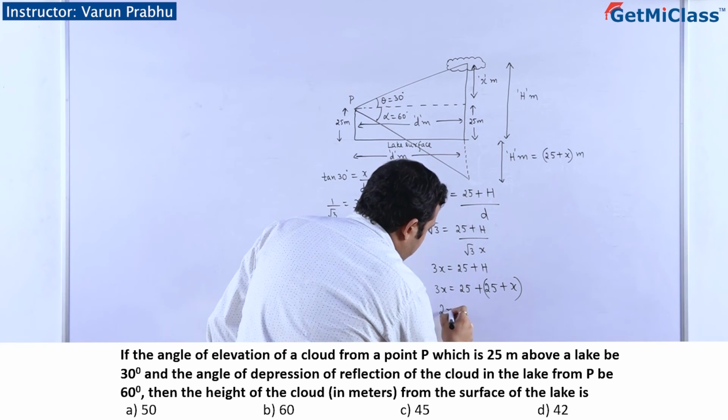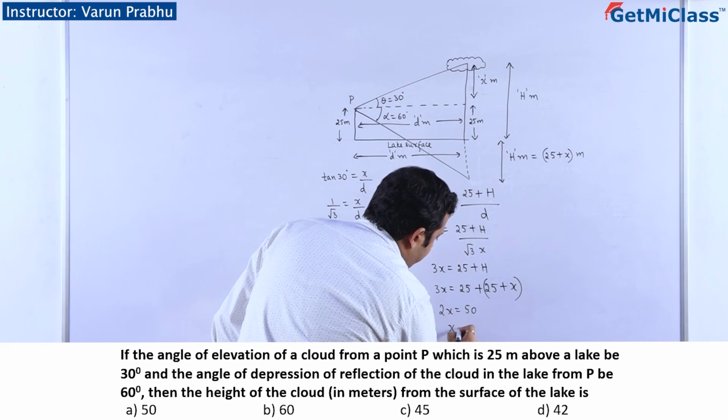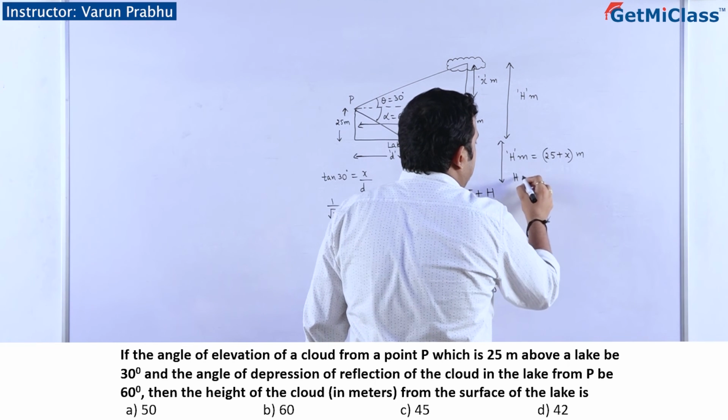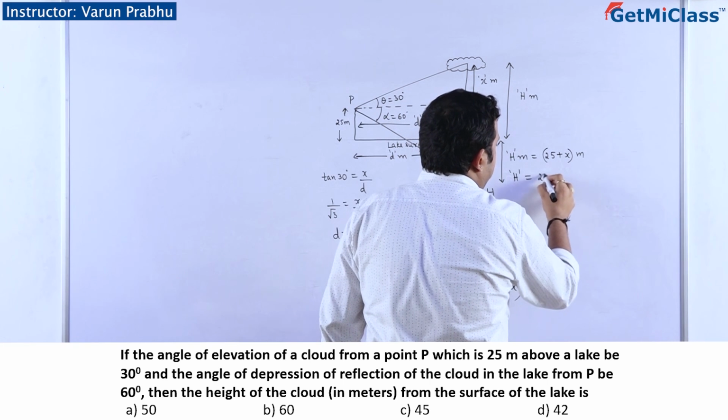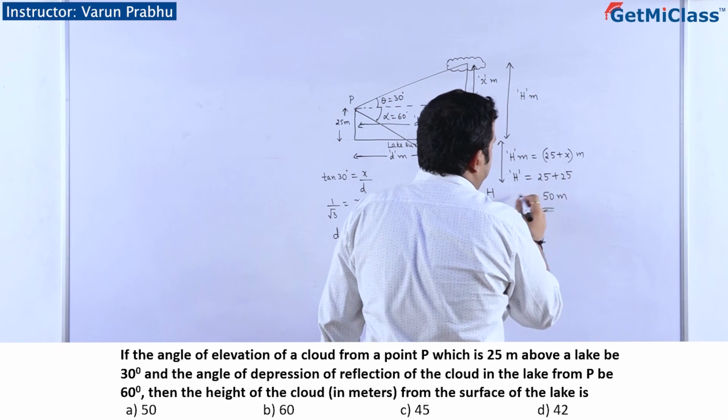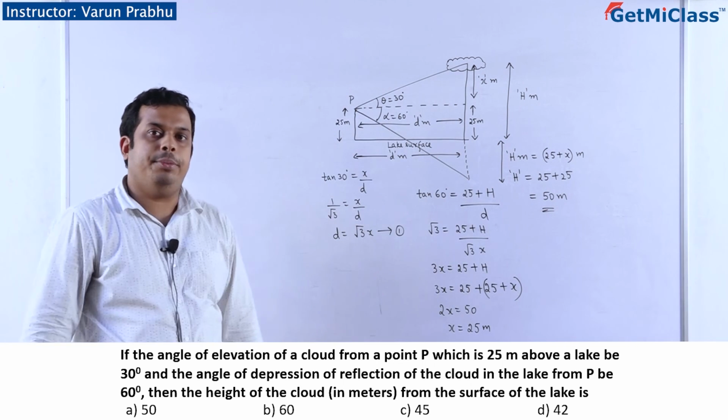So I can say 2x is equal to 50. So your value of x will be equal to what is it? 25 meter. So your value of H will be equal to 25 plus 25. So what is the answer that we get is equal to the height of the cloud above the lake surface is how much? 50 meter is the answer.